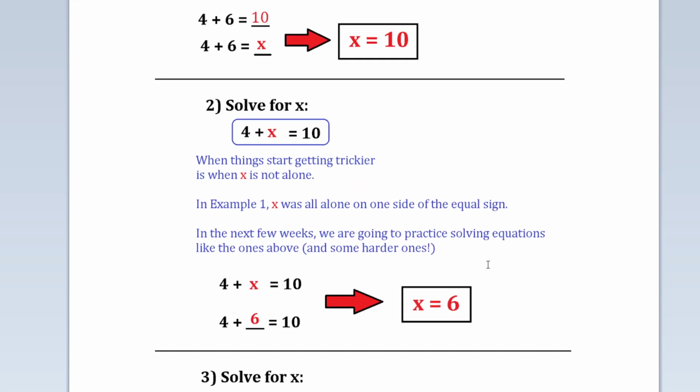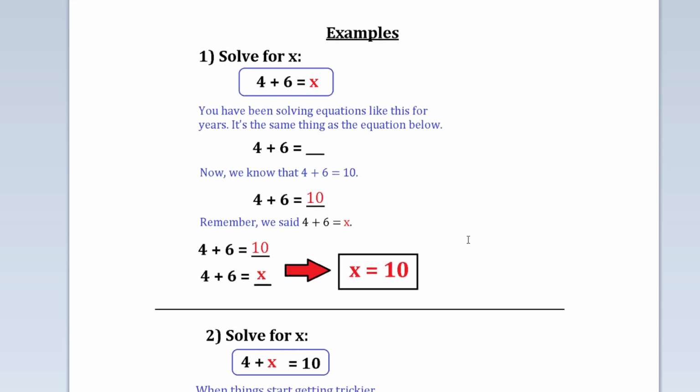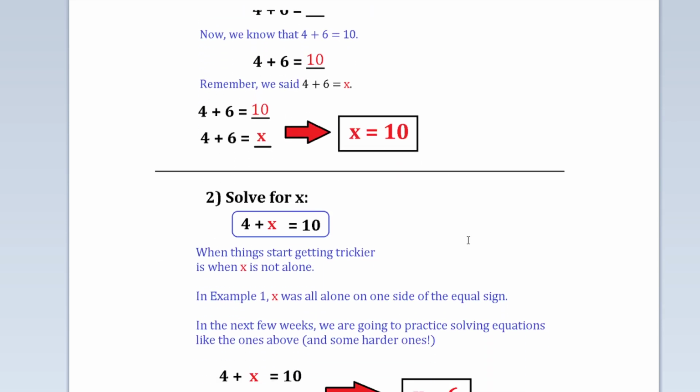But what about if x is over here? X was all by itself. So that was pretty easy, right? X was just like a blank. And what we're going to see is that's because that's something we want. In the upcoming weeks, we're going to see that we want x by itself. That means you're done. But don't worry about that too much right now. It's just something to keep in mind.